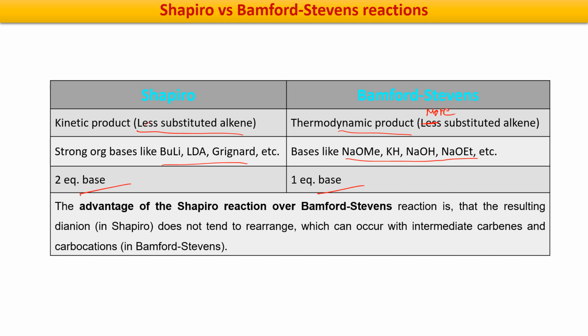over carbon. Now one advantage you can say we have when we compare these two: the advantage of Shapiro over Bamford-Stevens is that the resulting dianion which we get in case of Shapiro, there is no chance of rearrangement. But when it is Bamford-Stevens, then there are two types of intermediate generation possible, carbene and carbocation, and there may be a further rearrangement. That is, for carbocation you can have some rearrangement. When it is carbene, some CH insertion is possible, but for Shapiro those things are not present. So this is one of the advantages.